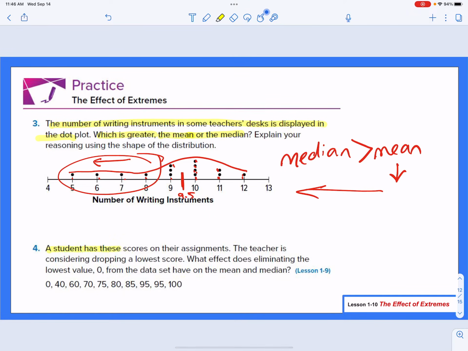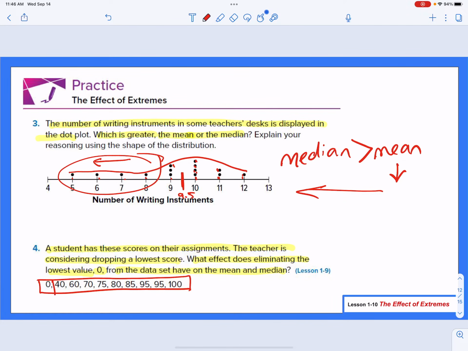A student has these scores on their assignments. The teacher is considering dropping the lowest score. What effect does eliminating the lowest value, 0, from the data set have on the mean and the median? And this is kind of a real life thing that does happen. Sometimes your teacher will say, well, get rid of your lowest test grade. Even happens in college too.